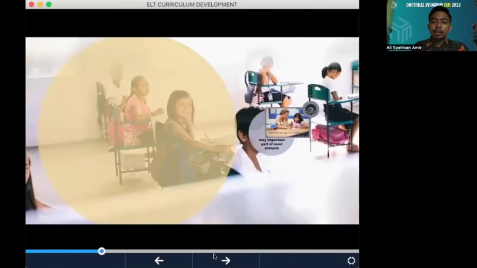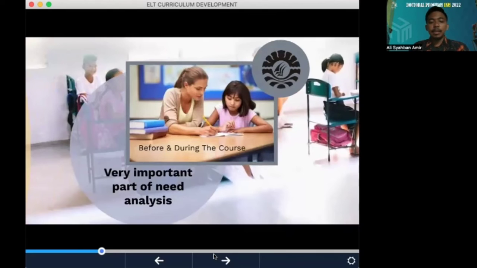And then diagnostic assessment is a very important part of needs analysis. In doing needs analysis, it is used to find what learners know well. And this is a very important part of needs analysis, before a course begins and during the course running.